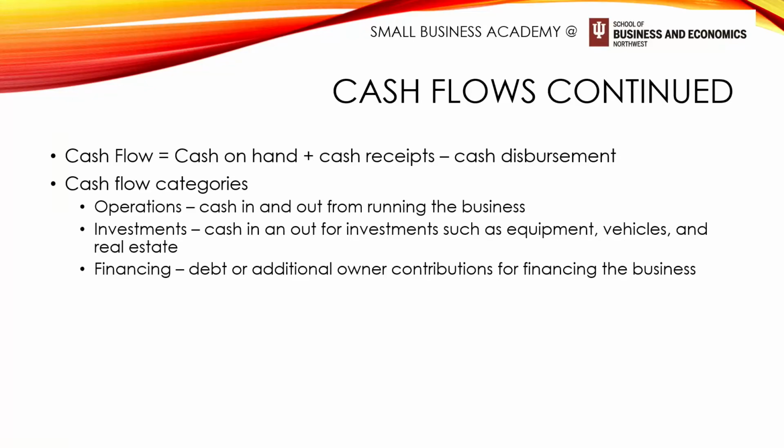Cash flow categories include operations, investments, and financing. Each tells a little bit of a different piece about your company's cash flows. Remember that a positive cash flow is excellent, but having positive cash flows from operations demonstrates your business's capability of meeting future cash needs. Cash flows from operations relate to cash in and out from running the business. Investments include cash in and out for investments such as equipment, vehicles, and real estate purchases. And financing cash flows relate to debt or additional ownership contributions for financing the business.